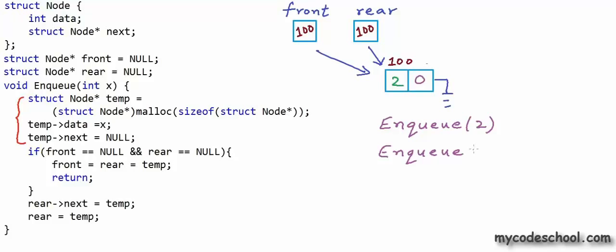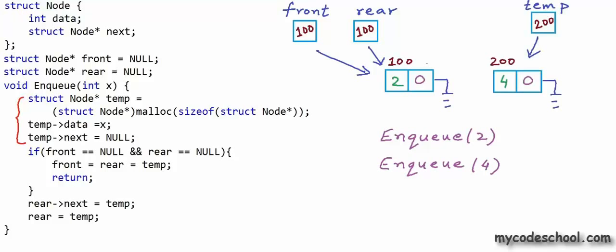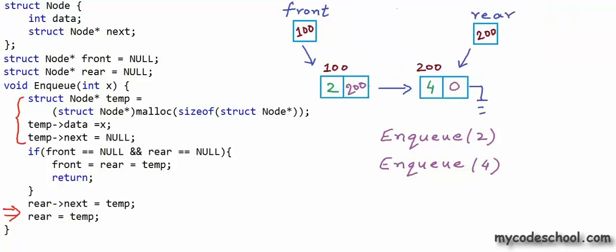Let's say we are making another call to enqueue function at this stage, passing number 4 as the argument. Once again a new node will be created. Let's say I got the new node at address 200. This time the queue is not empty, so in this function we will first go to this statement rear.next equal temp. So we will set the next part of this node at address 100 as the address of the newly created node, which is 200. So we will build this link. And now we will store the address of the new rear node in this variable named rear. So this is how my queue will look like after this second enqueue.